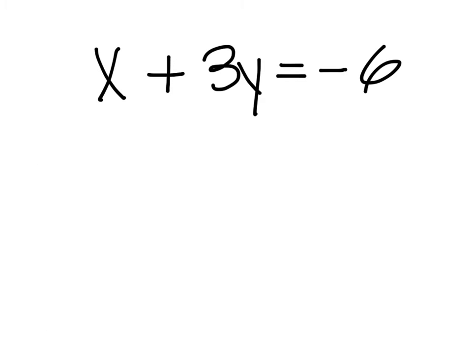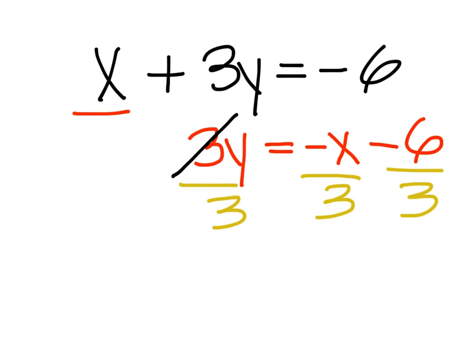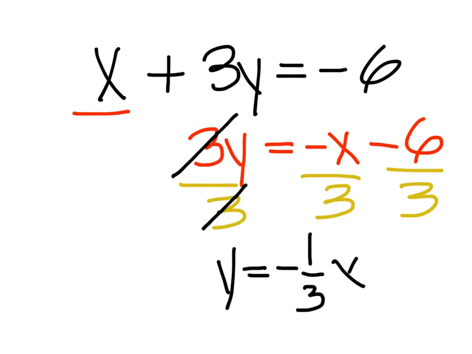Let's change this from standard form to slope-intercept form by leaving the 3y where it's at and moving the x term to the right, changing the sign. Divide everything by positive 3. 3's cancel. Negative 1 over 3, that's a negative 1/3 x minus 2.